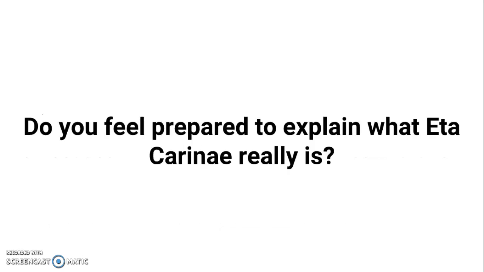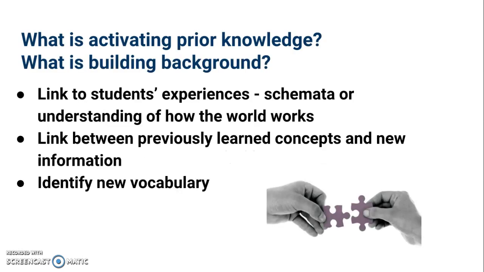Let's take a look one more time at SciOp Component 2 Building Background. We need to activate prior knowledge. This means linking to your experiences or your schemata of how the world works, linking between previously learned concepts and new information, and identifying new vocabulary.